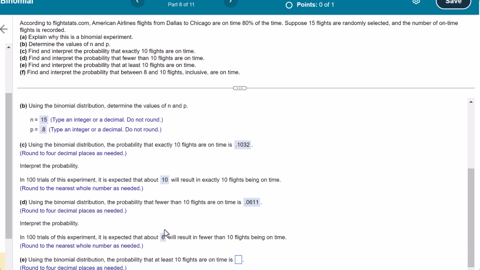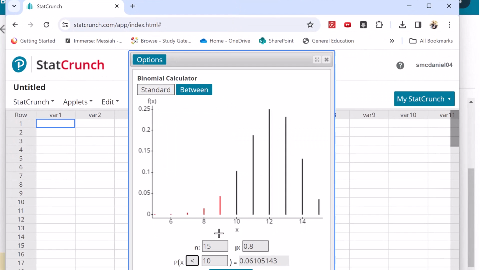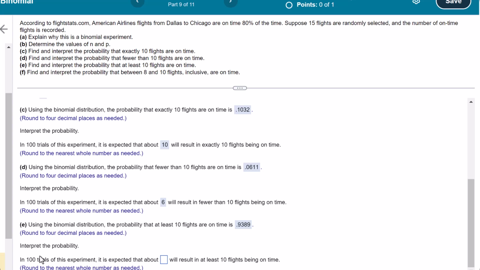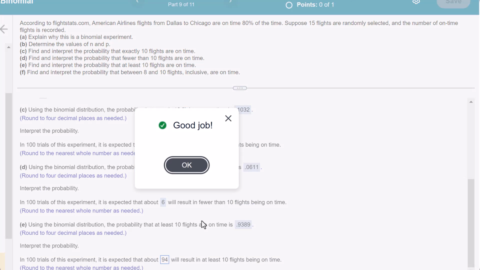Part E. Using the binomial distribution, the probability that at least 10 flights are on time is... So at least 10 means what? It means 10 or more. So I'm going to leave that 10 in there and put greater than or equal to 10. So at least 10 is 0.9389. In 100 trials of this experiment, it's expected that about 94, since 93.89% of 100 is about 94, will result in at least 10 flights being on time.